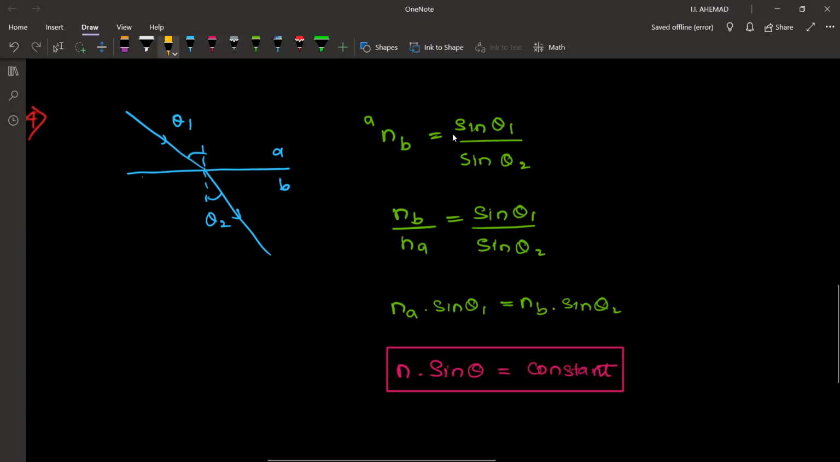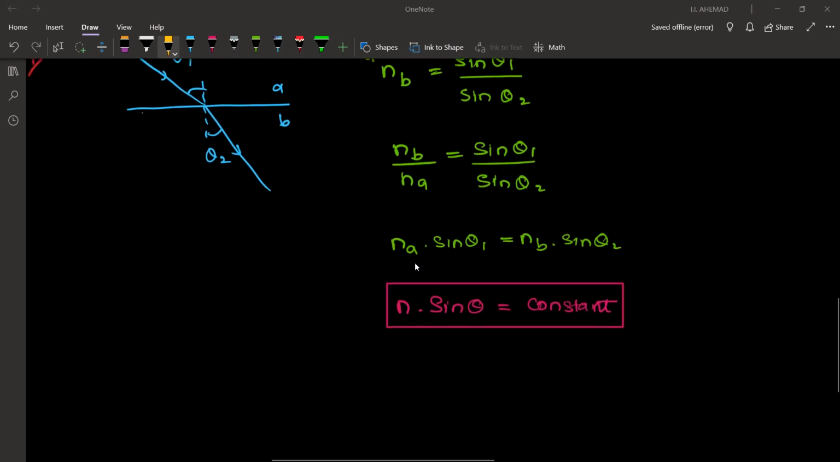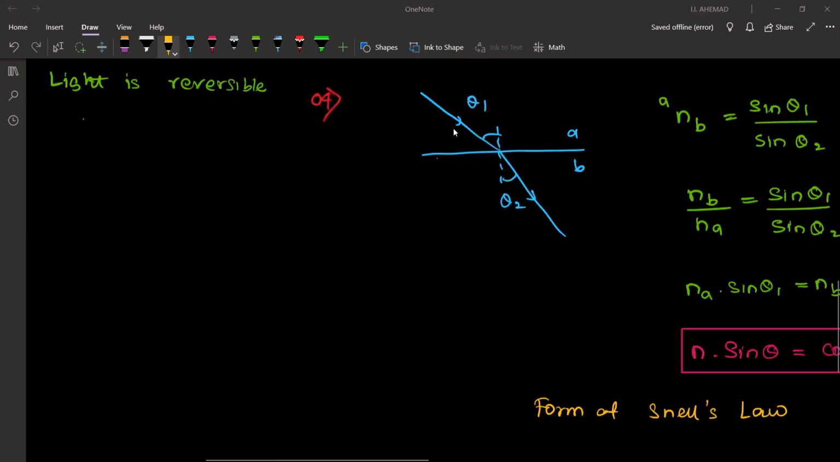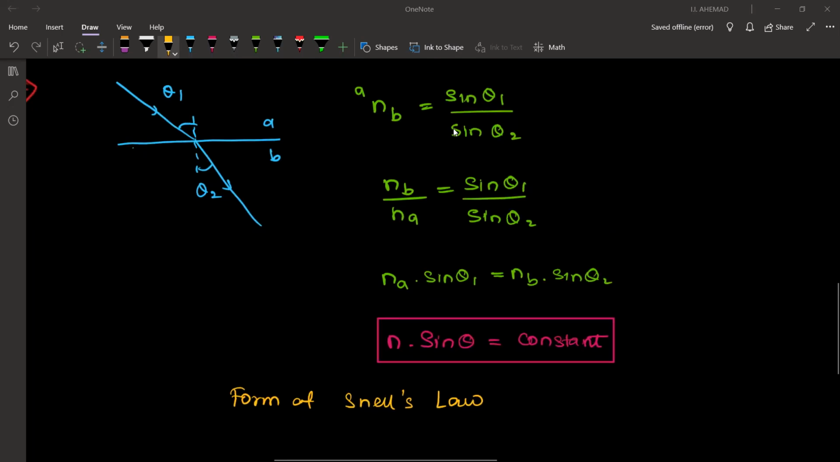Is note 4 clear? So this is a form of Snell's law. Mentioned below, form of Snell's law. Once you're done, let me know.